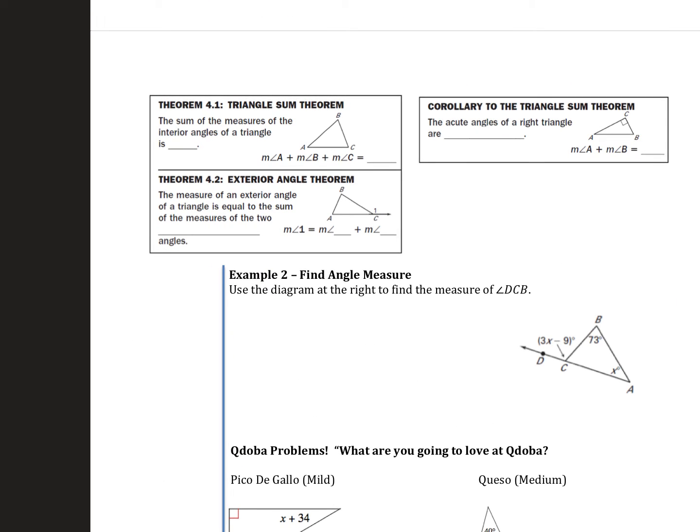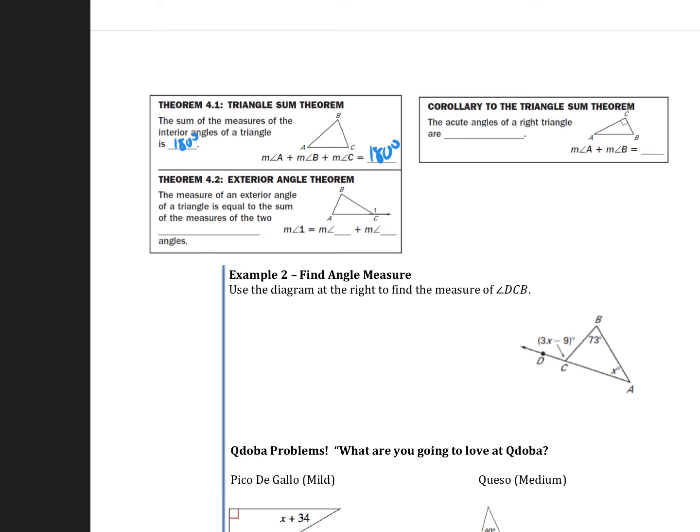All right, we have some theorems here. So, triangle sum theorem. This is a pretty important one, and it's pretty easy. The sum of the measures of the interior angles of a triangle is 180 degrees. How many degrees? 180. So basically, all the angles inside the triangle are going to add up to 180 degrees.